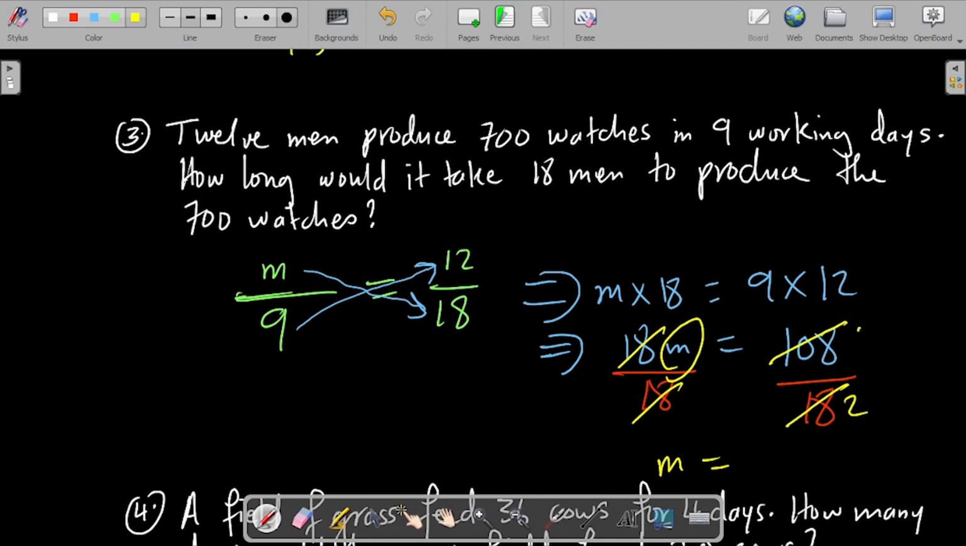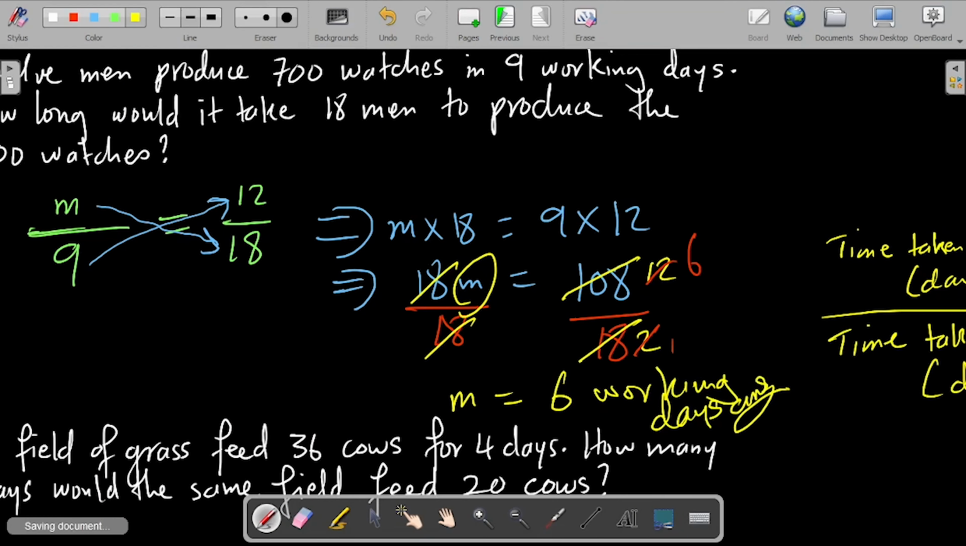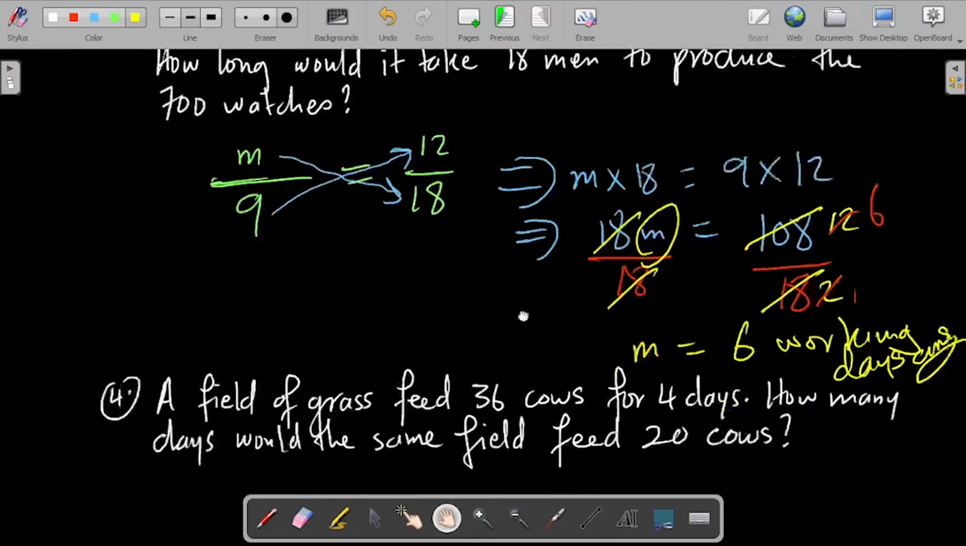9 into 108 is 12, and then we can say 2 into 2 is 1, 2 into 12 is 6. M is equal to 6 working days, and that's our answer there. Let's move to question number 4.